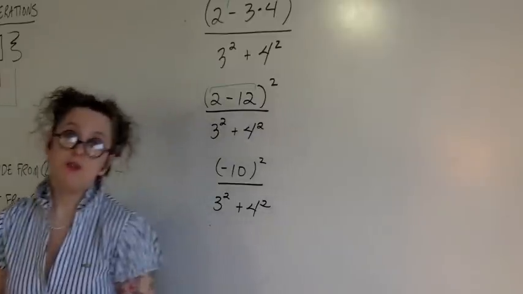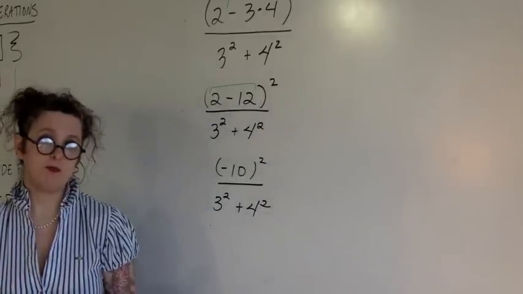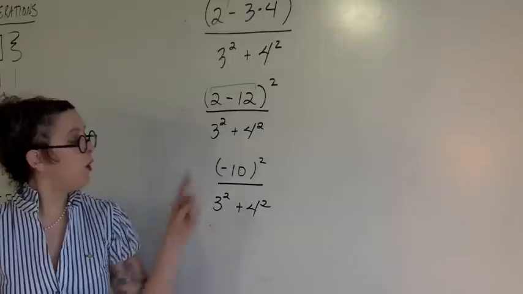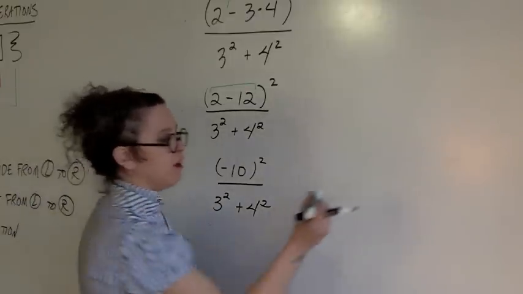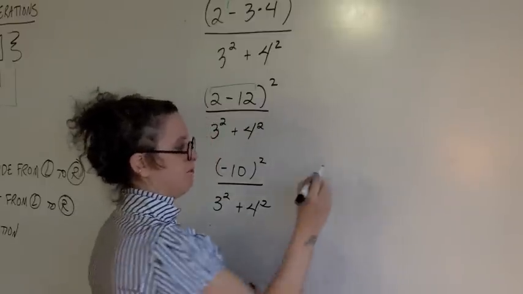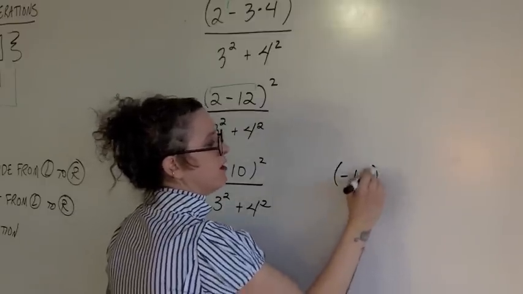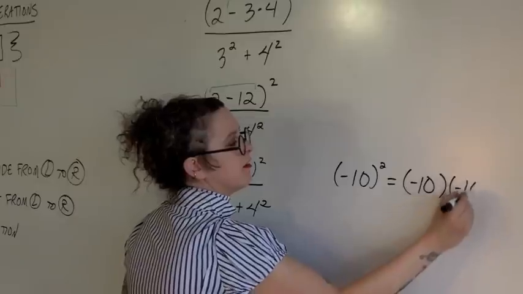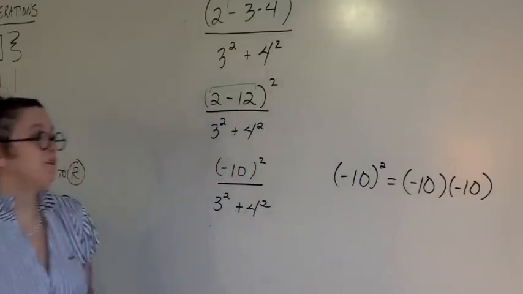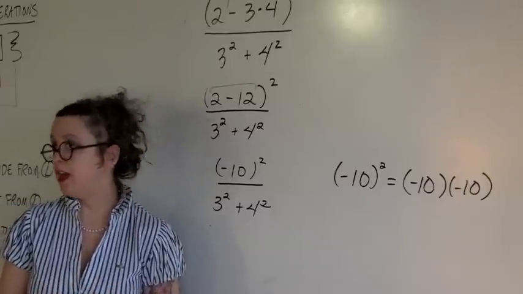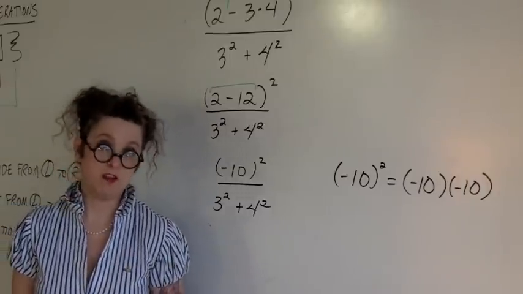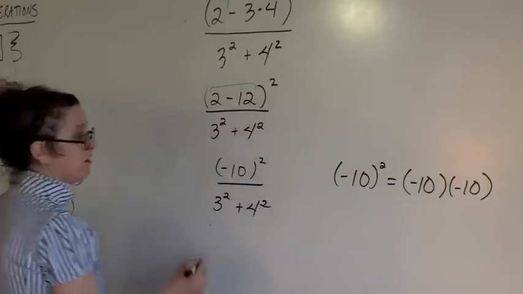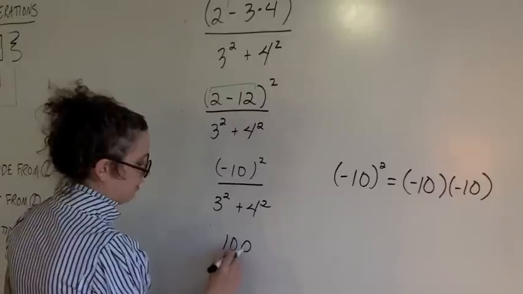Okay, so now we're going to take care of all of these exponents. What you're going to notice, I'm going to rewrite this right over here. Negative 10 squared means this: negative 10 times negative 10. Negative times a negative is a positive. So we're going to turn this into a positive 100.